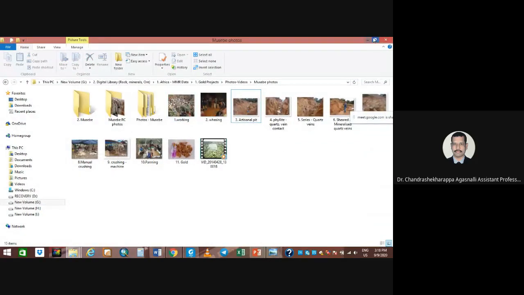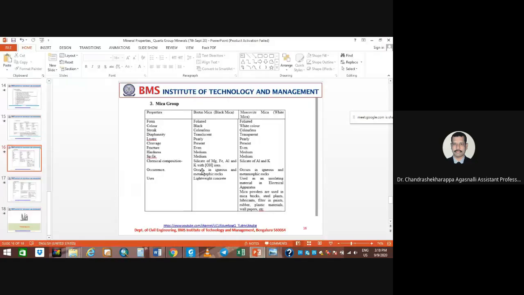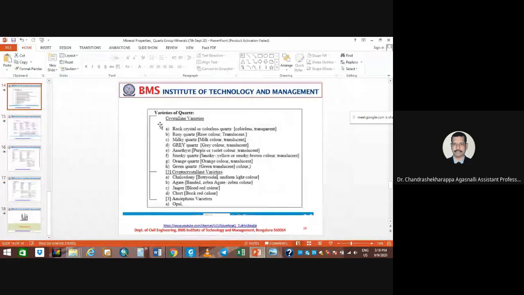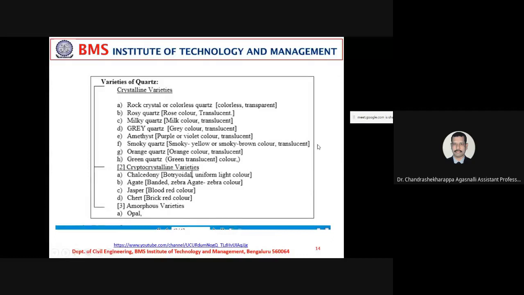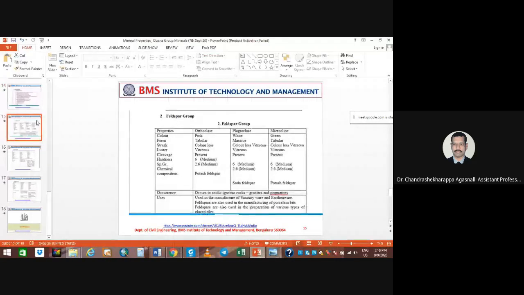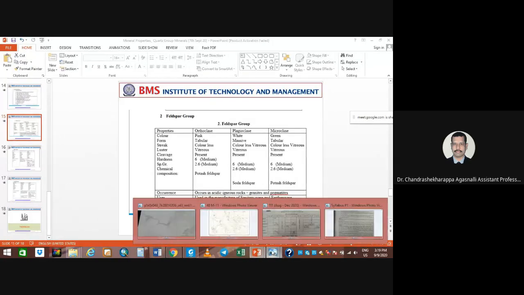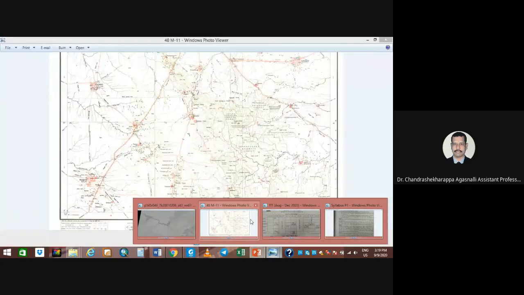These are the typical properties of quartz, the varieties of quartz, its uses, and how they are useful for industries. The next part is the feldspar group of minerals, as I showed in the last class.